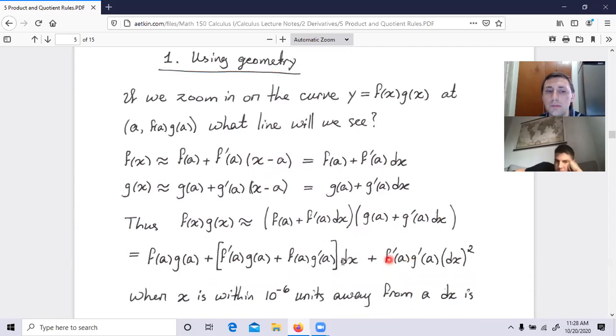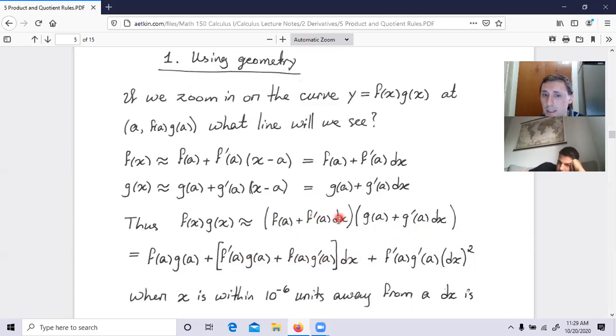And what do I see when I group them by powers of dx? I see that the constant term is of the form f(a) times g(a). The term that has one dx is as follows. It's f prime times g(a), and it is g prime(a) times f(a). So I group it: it's basically this times that plus this times that, and then I can factor out the dx. Do you see it? I put it in the brackets. It's just foiling. Nothing else than foiling.